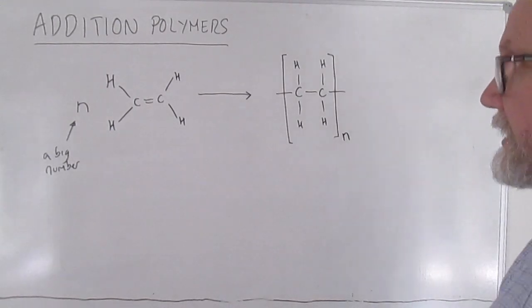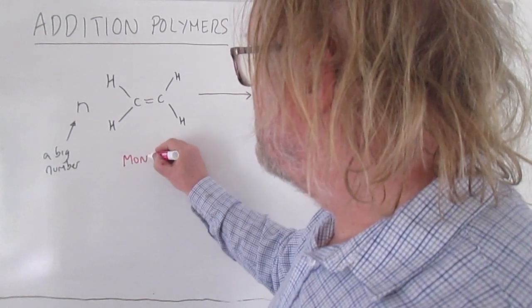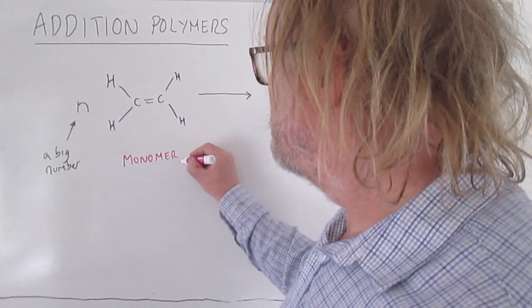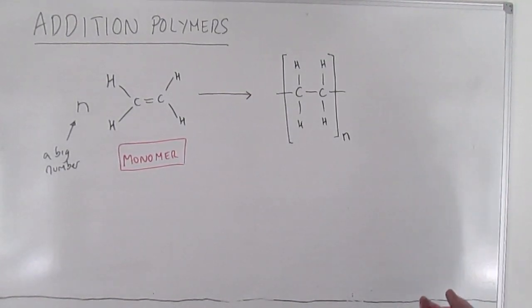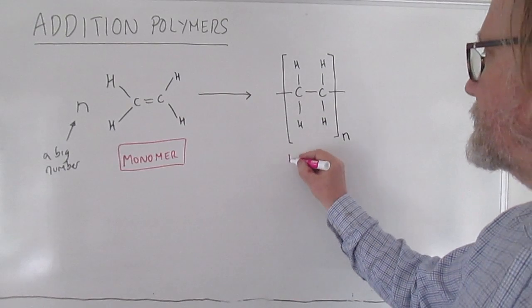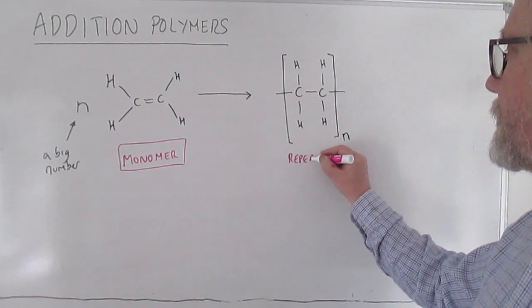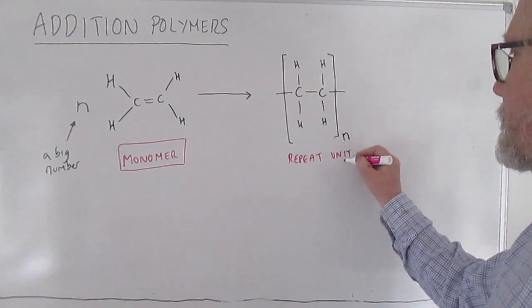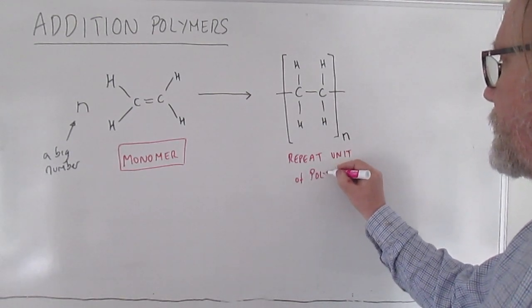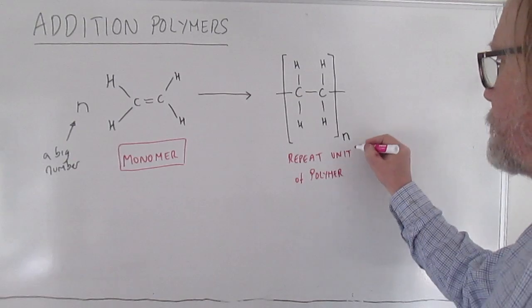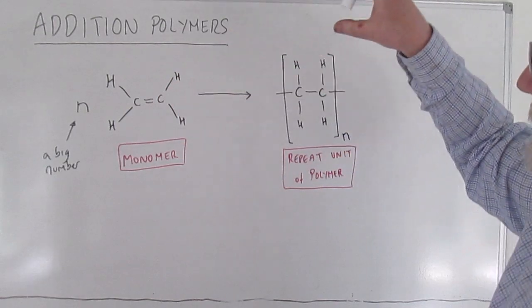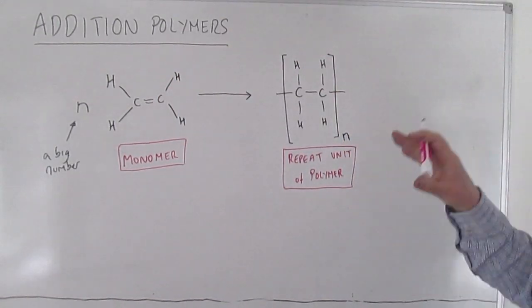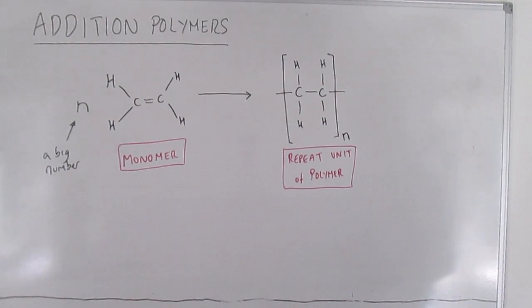Now the words that go with that, this is called the monomer. Okay, so monomer is what the alkene was before it reacted. This, on the other hand, is called the repeat unit of the polymer. Okay, so don't get those two things mixed up. The monomer is what it was before it reacted, and the repeat unit is what each individual monomer becomes after it's reacted. And so that's what you've got there. So you can write that as an equation, and that's fine.